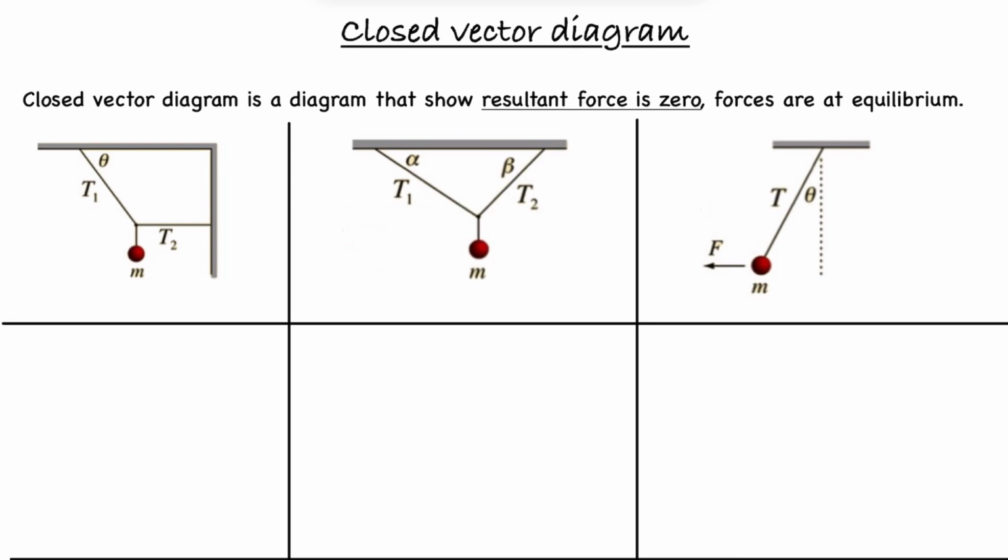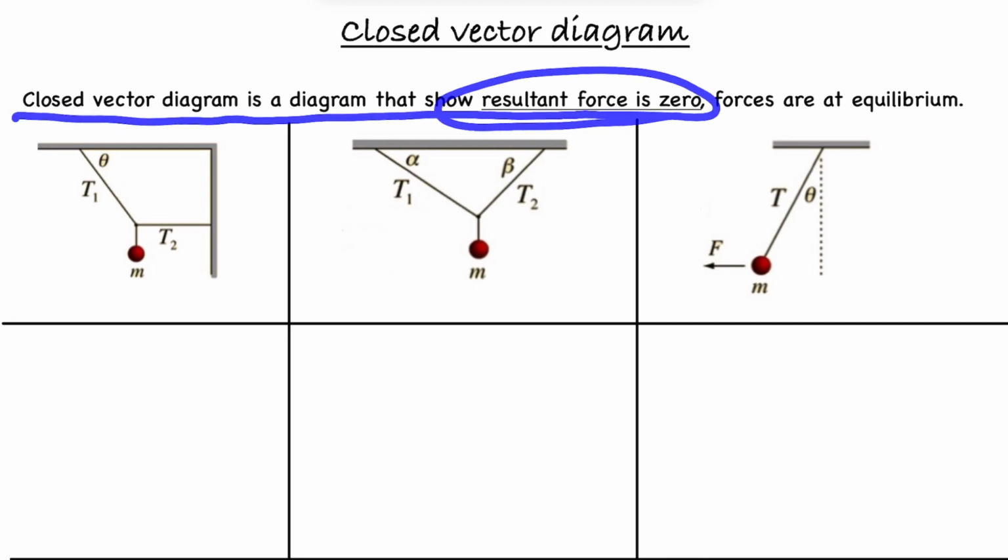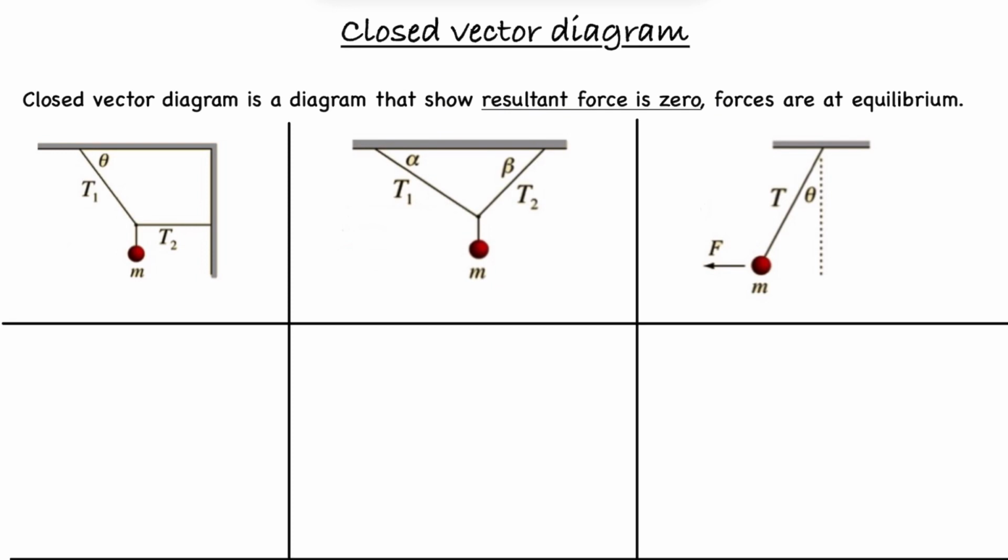Now, in this lesson, I'm going to look at the closed vector diagram. We get a closed vector diagram on an object that is stationary, or at rest, and when an object moves at constant velocity. A closed vector diagram shows that the resultant force is zero, as well as the acceleration, and the forces are at equilibrium. Check my previous video, where I explained what that means in detail.